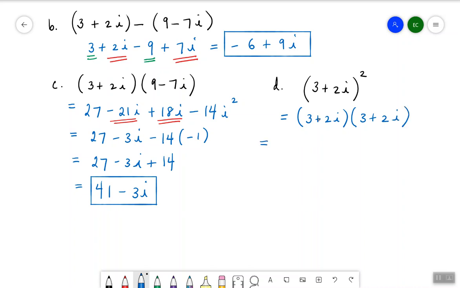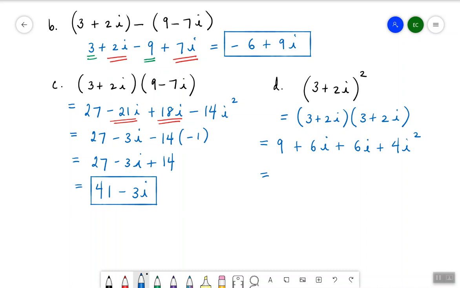And so then when you look at it like this, then you see that you need to FOIL, or you need to distribute through the parentheses. And so 3 does get squared to make 9, and 2i does get squared to make 4i squared. But there are two middle terms also. There's 3 times 2i to make 6i, and there's 2i times 3 to make another 6i. And so now we have all the terms that we need.